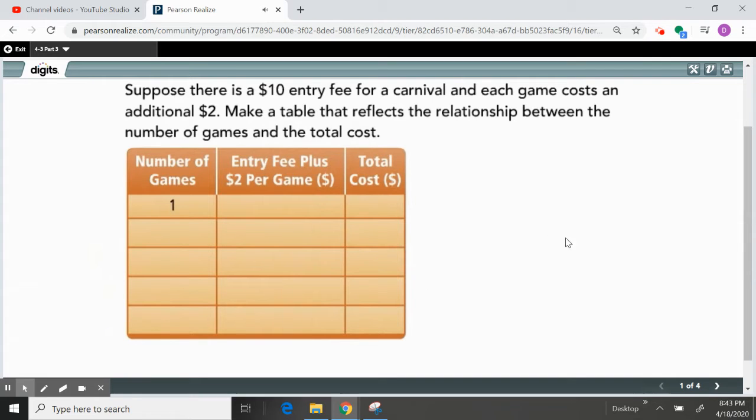If you play one game, you pay the $10 entry fee plus $2 times one game.